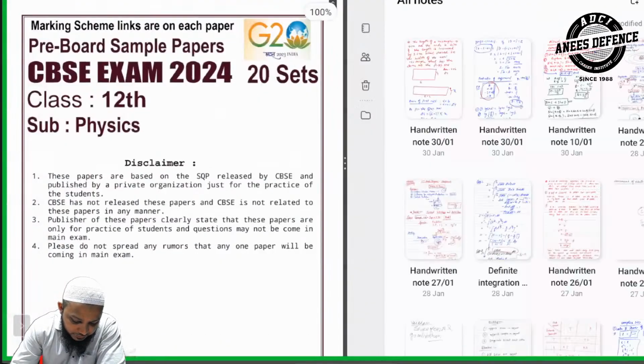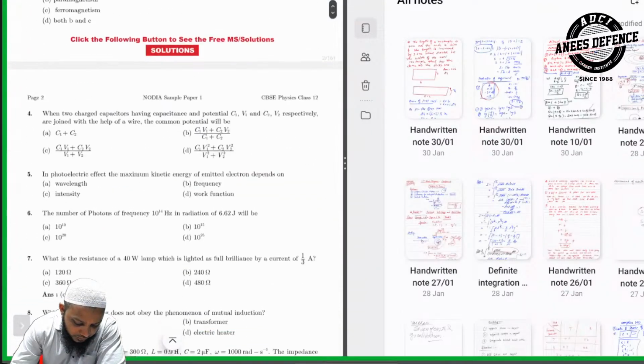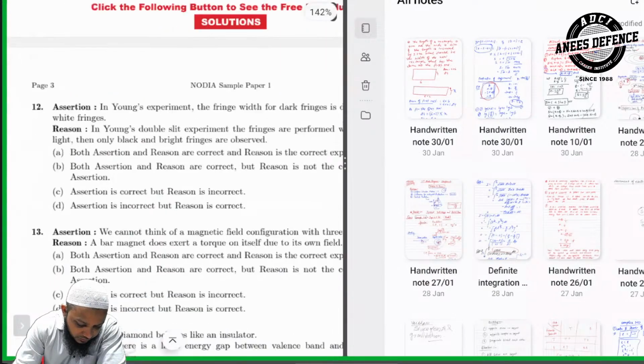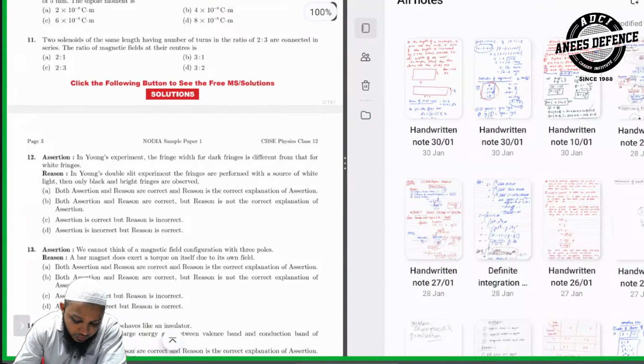ओके, शुरू करते हैं। सेक्शन ए हो गया था, सेक्शन बी से शुरू करते हैं। क्वेश्चन नंबर 12 ना?